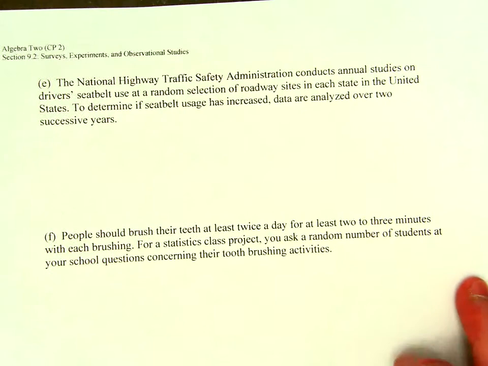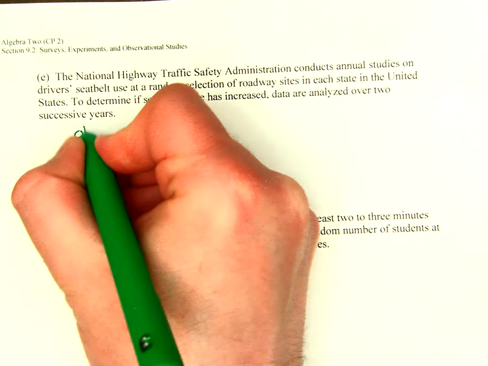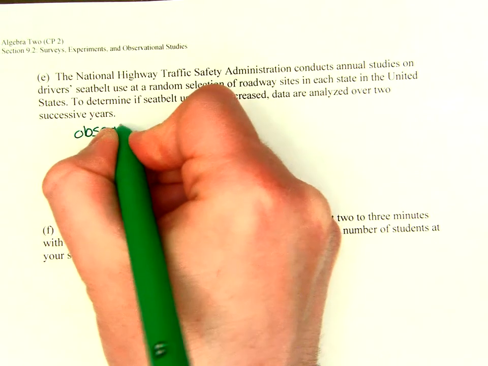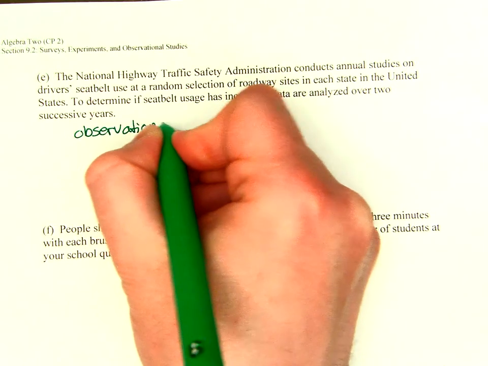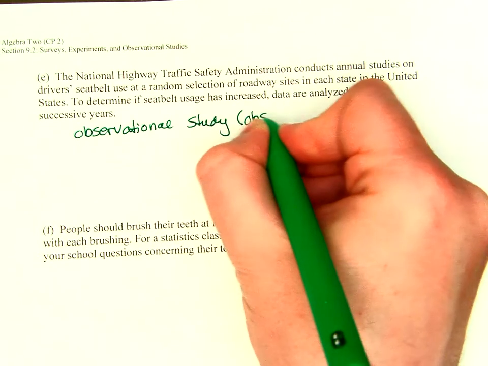Letter E. The National Highway Traffic Safety Administration conducts annual studies on driver seatbelt use at a random selection of roadways in each state in the U.S. To determine if seatbelt usage has increased, the data are analyzed over 2 successive years. Well, this is an observational study. They're not forcing people to wear a seatbelt or not. They're just observing what people are already doing.